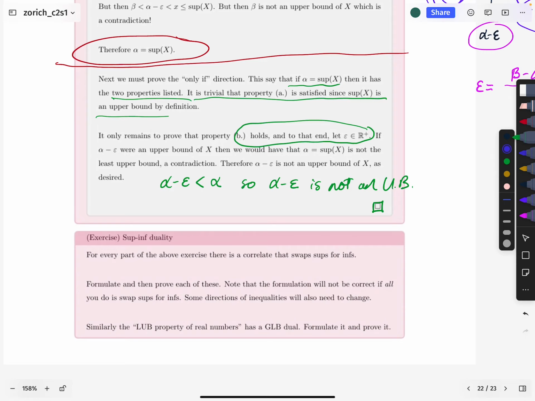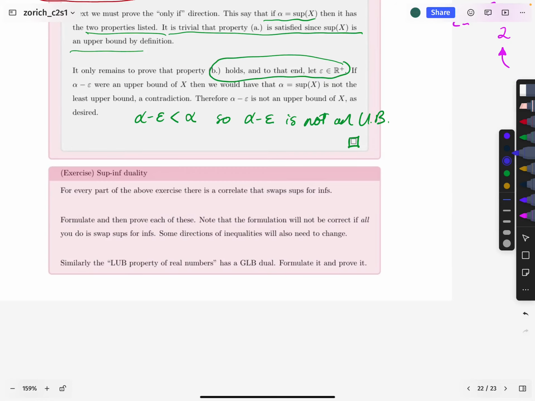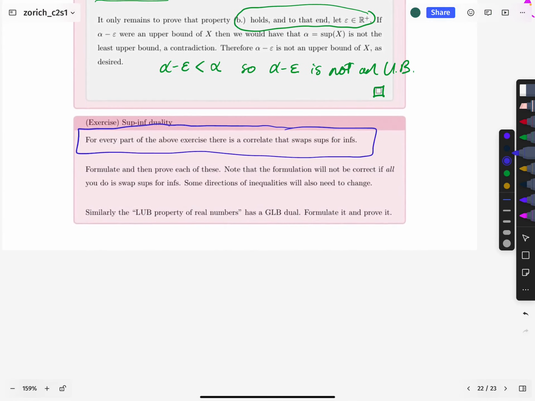So we are finally done with all of those exercises. Let's introduce the next exercise, and we'll solve that, or at least part of it, in the next video. So for the next exercise, basically everything in the previous exercise has a dual for infs. One of the things that we stated and proved was that if X is a subset of Y, then sup X is no more than sup Y. Well, there's a dual for infs.